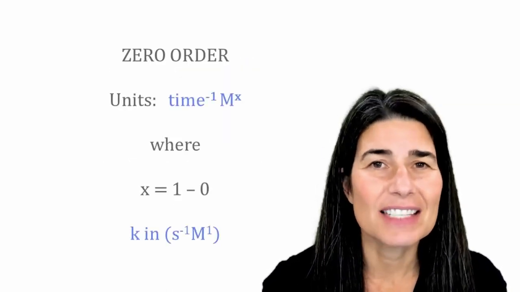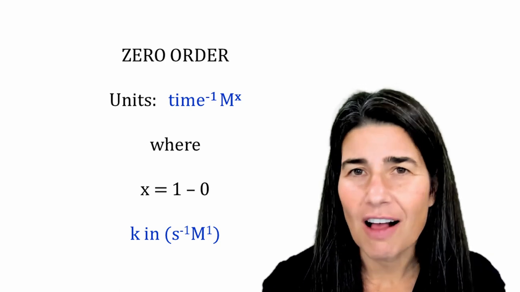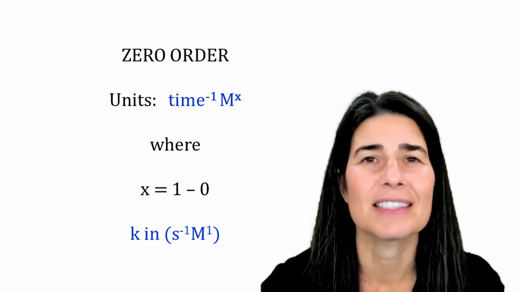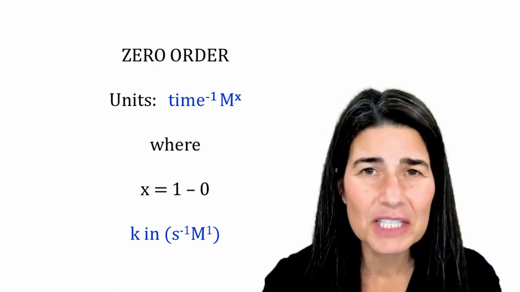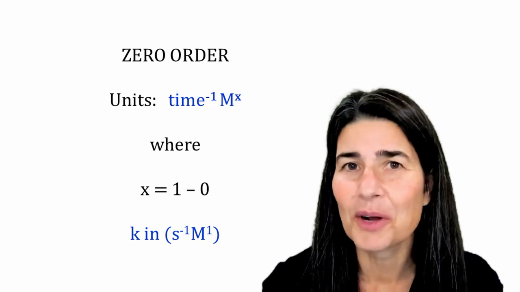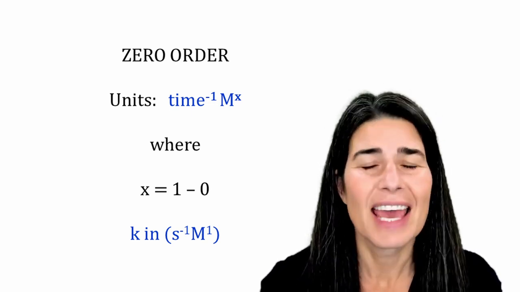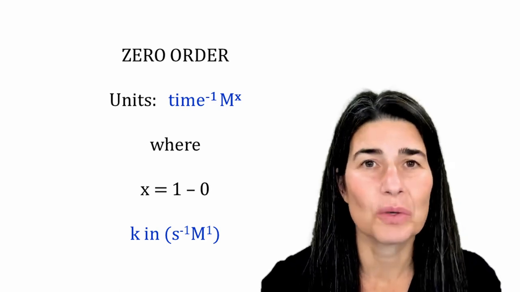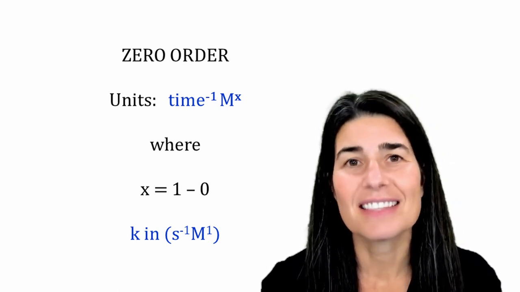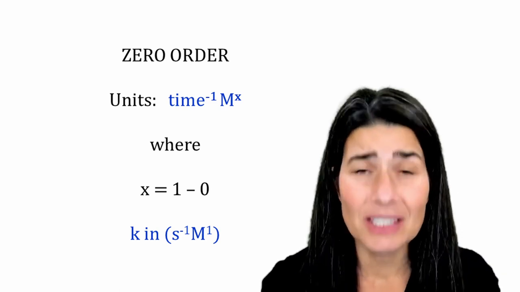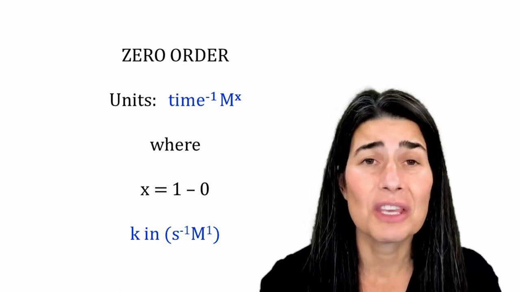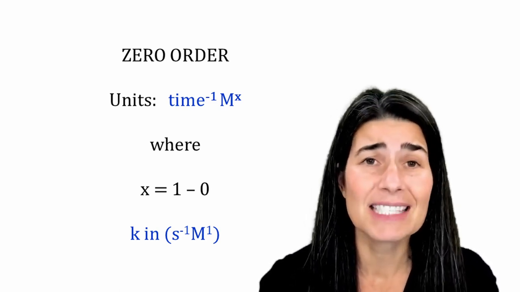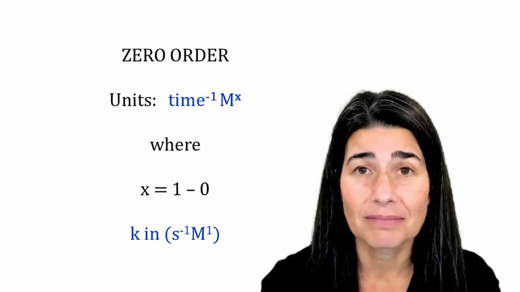So, for example, let's say you had a 0 order reaction overall where time was measured in seconds. The units of K would be, for a 0 order reaction, seconds to the -1, molarity to the 1 minus 0, or 1, molarity to the 1 power. So the units for your K would be s^-1, M^1.